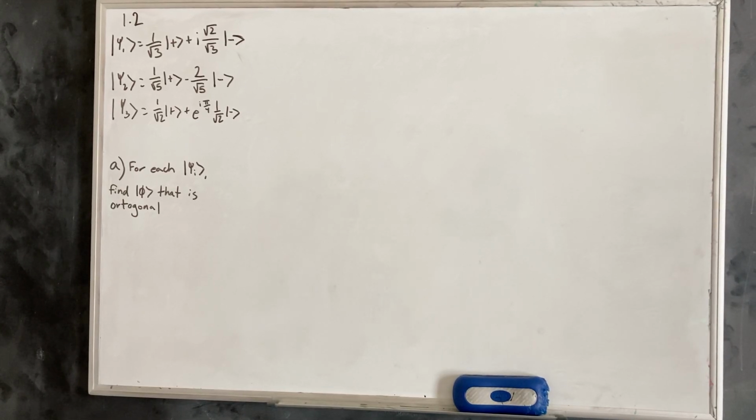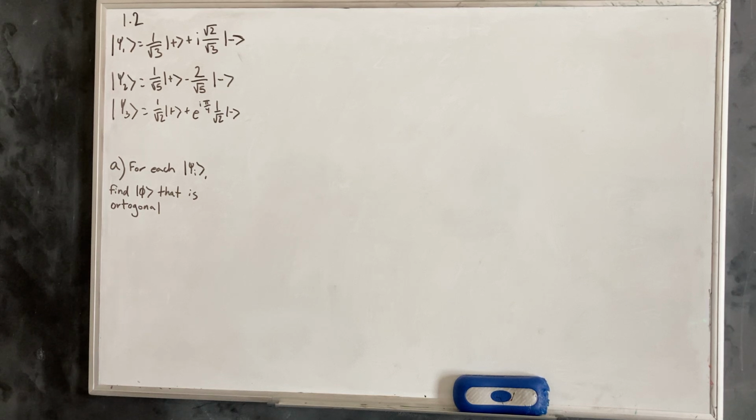All right, on to problem 1.2. So for this problem here, we're given three of these states. Part A, it says for each of these states, find another state that is orthogonal to each one of these. Part B we'll do in the next video.